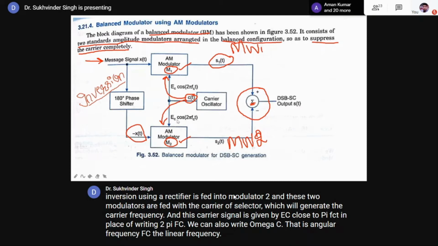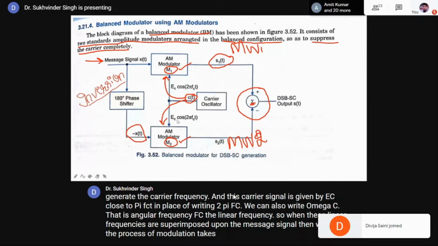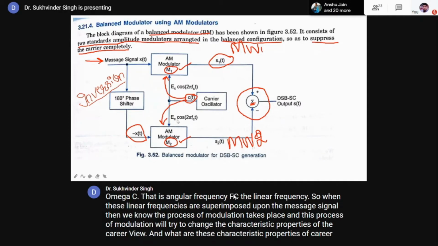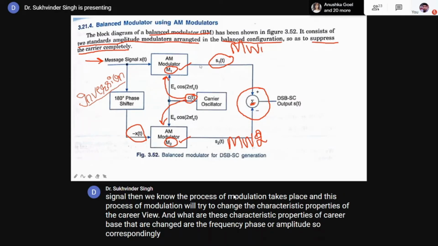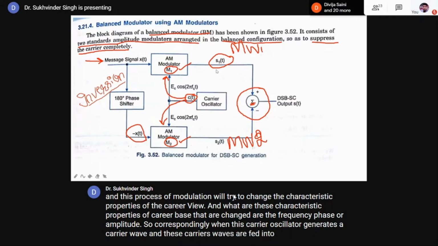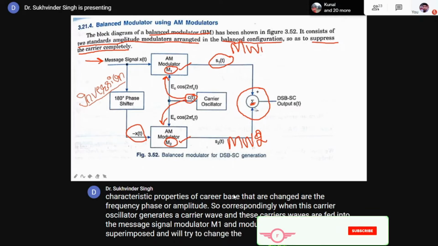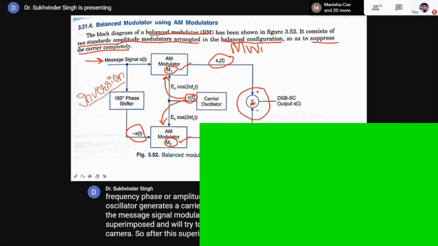So correspondingly, when the carrier oscillator generates a carrier wave and these carrier waves are fed into the message signal modulator M1 and modulator M2, then these are superimposed and will try to change the characteristic properties of the carrier. So after this superimposition process, the two modulators will give the two outputs, S1(t) and S2(t). These two outputs are separate and different from one another, and when these are passed through an adder or subtractor, we will get correspondingly the signal. If we use a subtractor, we get a double sideband suppressed carrier.